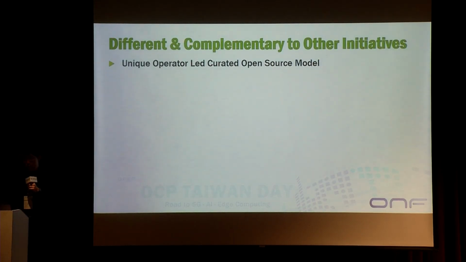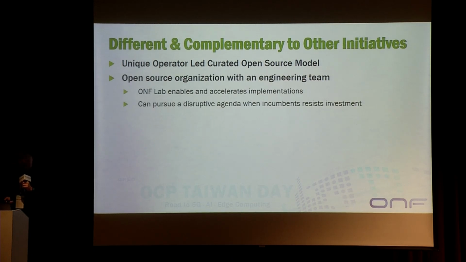So why is ONF so different, and how is it different from other initiatives? First of all, as I mentioned several times, we are very unique because we are an operator-led, curated open source model. And we are an open source organization with an engineering team, which is actually not very common if you look at other open source projects, right? Our lab, the ONF lab, enables and accelerates the implementation of the things we're trying to pursue, and we can do that in a very disruptive way, without the resistance from the incumbent vendors.